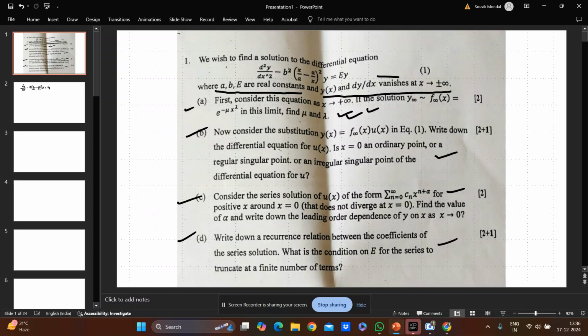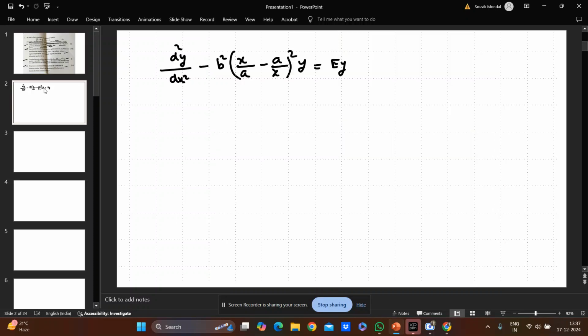Okay, now they are giving you the hint to go step by step. First, consider the equation at x tends to plus infinity, and let the solution y infinity be e to the power minus mu x to the power lambda. So in this limit, find mu and lambda. Okay. So let me first give you some hint actually.